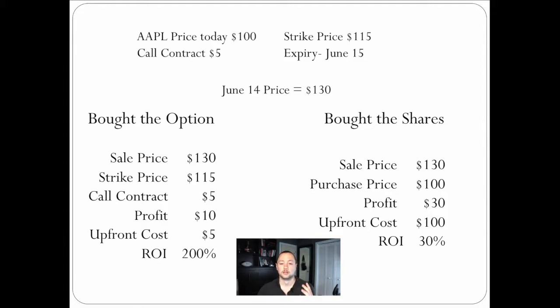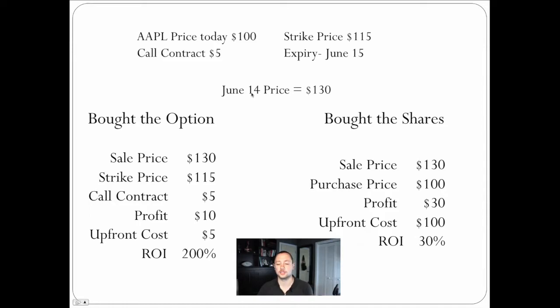So just to summarize, $100 shares today, strike price of $115, call contract costs me $5 per share, and it expires a couple weeks from now. So fast forward a couple weeks from now, it's now June 14th, and we're coming up to your expiry date. You need to decide, do you want to sell the option, do you want to execute the trade, or what do you want to do?